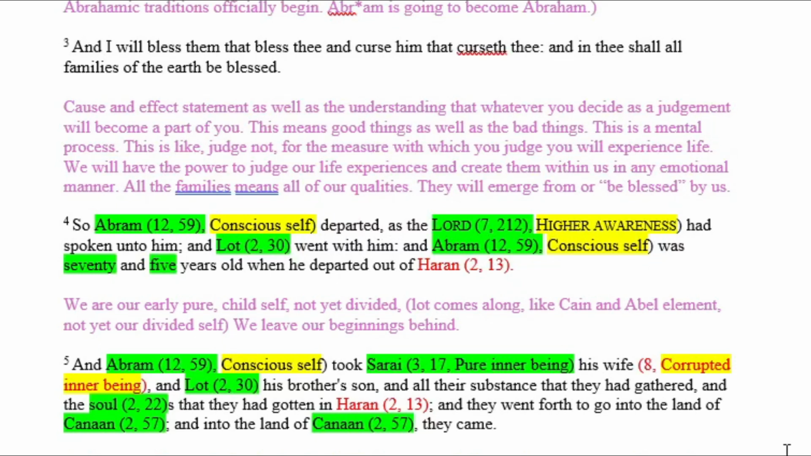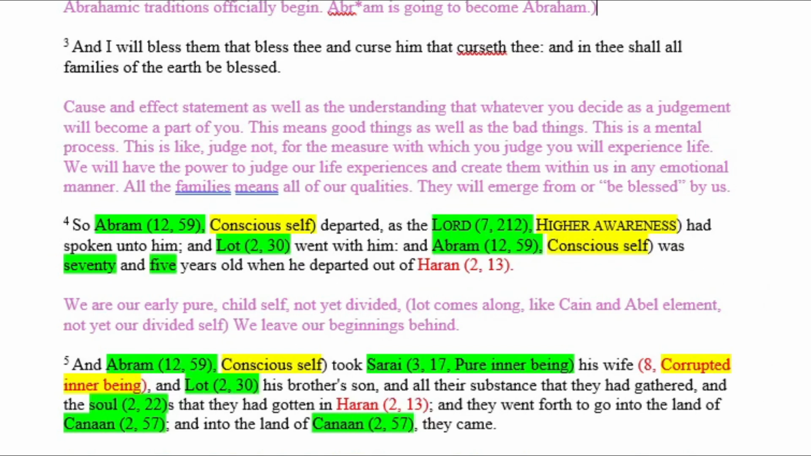This means good things as well as bad things. This is a mental process. This is like, judge not, for the measure which you judge, you will experience life back. I paraphrase that, obviously. We will have the power to judge our life experiences and create them within us in any emotional manner. We don't know that. All the families means all of our qualities. They will emerge from or be blessed by us. Blessed is something that we have decided upon. Curse that curse and bless that bless. We have the power to create good or bad by our decision-making process.